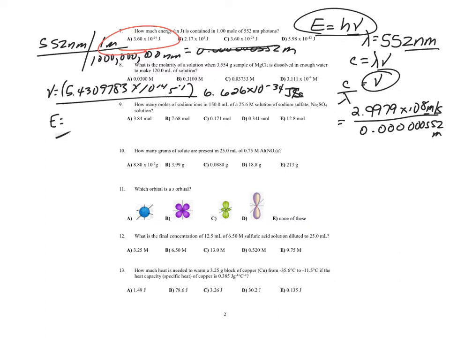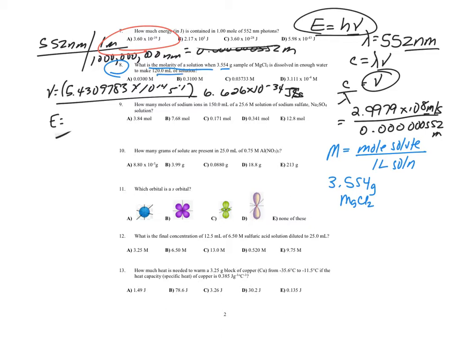Okay, so now let's go to 8. What is the molarity of a solution? So molarity is moles of solute over 1 liter of solution. We memorized that. Okay, we have 3.554 grams of magnesium chloride, and we have dissolved in 120 milliliters of solution.